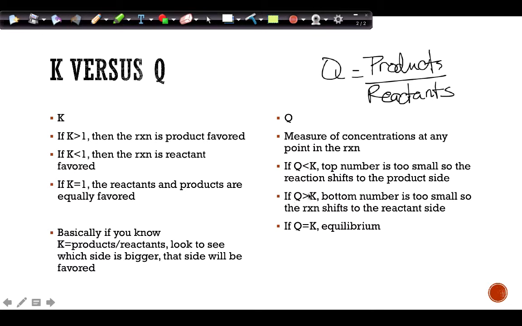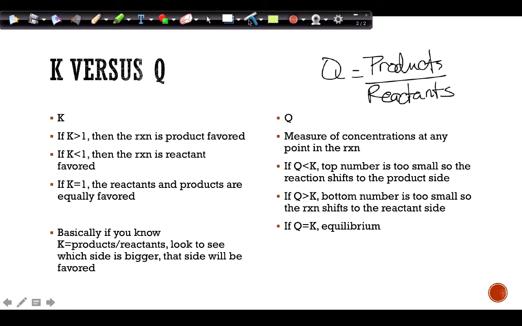Well, if Q is greater than K, then that means that the number is too big. That means that the bottom number is too small. So if the bottom number is too small, that means I'm going to go back and make more reactants. So the reaction is going to shift to the reactant side. And so this is going to be important if you're trying to decide if a reaction is going to shift to the product side or the reactant side.